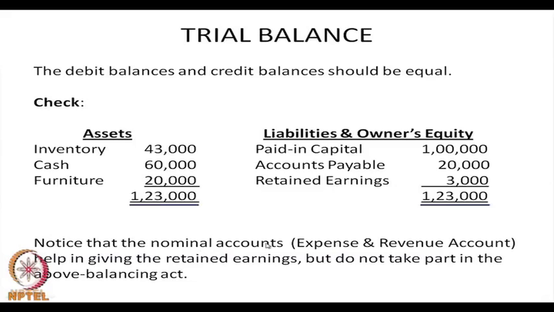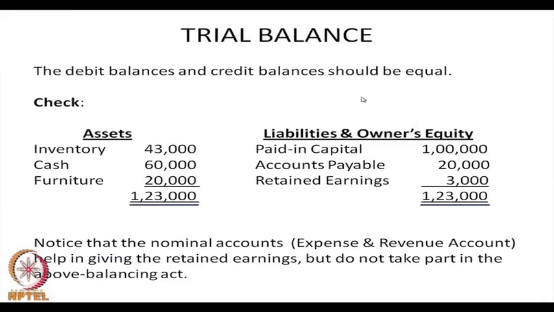Notice that the nominal accounts, that is expense and revenue account, help in giving the retained earnings, but do not take part in the above balancing act. So, we have not considered the expenses and revenue account when we create our trial balance. In fact, this is also an example of what we say balance sheet, about which we will discuss later, but just now we are trying to tell you about how for different financial transactions accounts are kept with the use of double entry bookkeeping system.